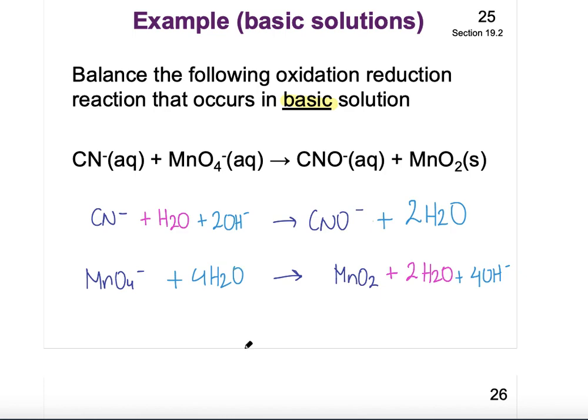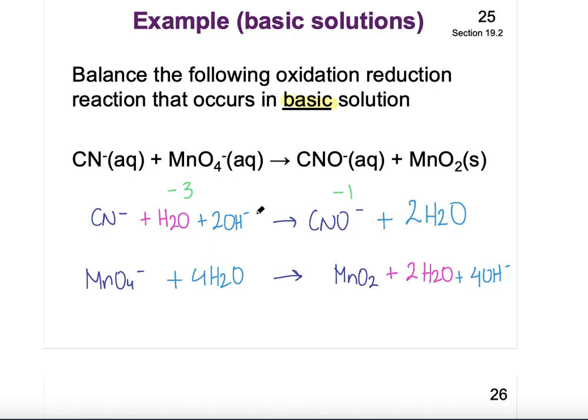All right. We're back in business. Now we go back to the normal steps, which is the next thing is to balance the charges by adding electrons. So we're going to count our charges. On the left, I have 1 negative and 2 more negatives. That means that I have a total of -3. On the right-hand side, I have a total of -1. There's no other charges.